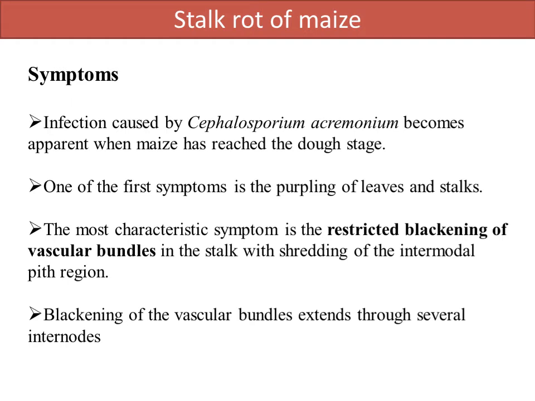Another disease, stalk rot of maize. It is also caused by two pathogens, Cephalosporium acremonium and Fusarium. Infection caused by Cephalosporium acremonium becomes apparent when maize has reached the tasseling stage. One of the first symptoms is the purpling of the leaves and stalks.